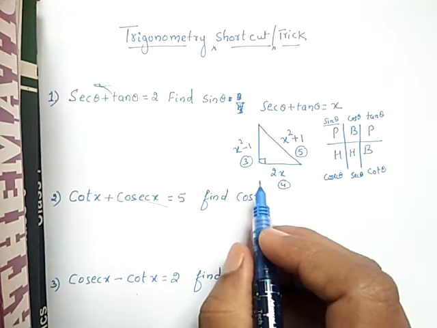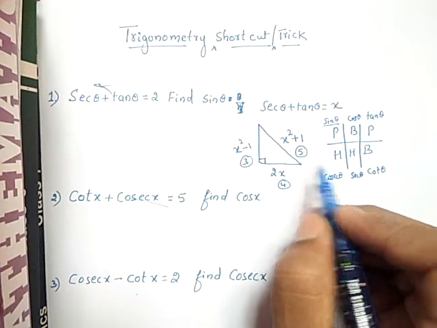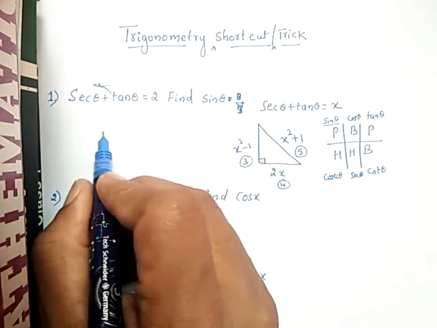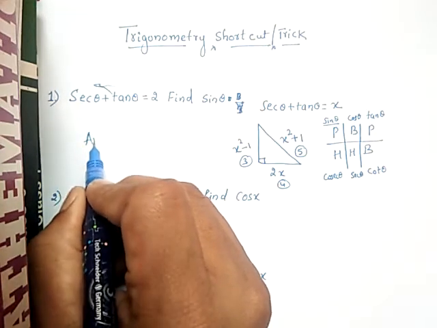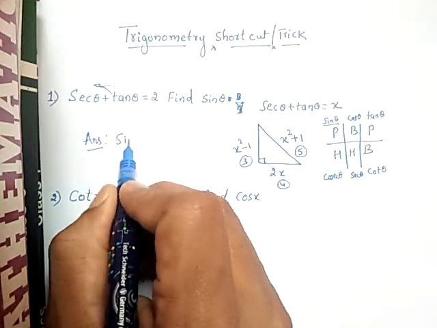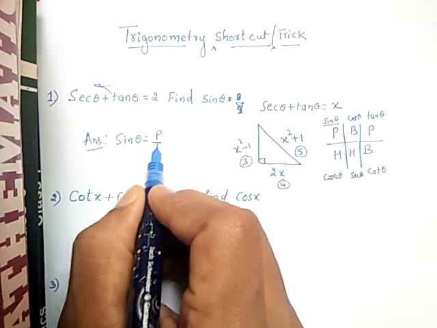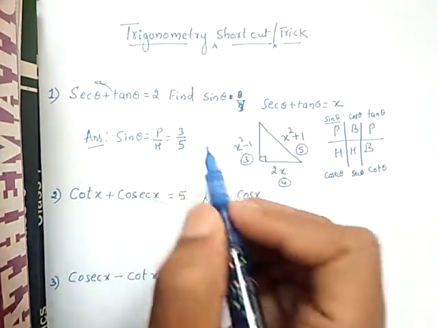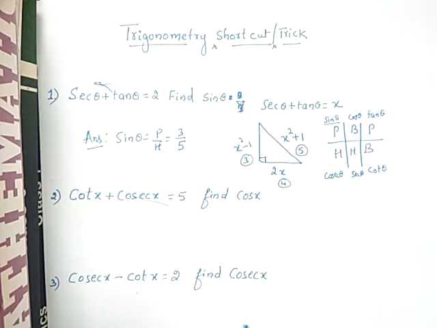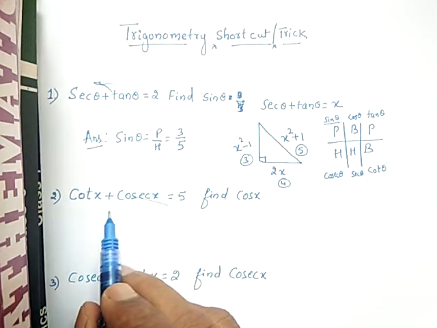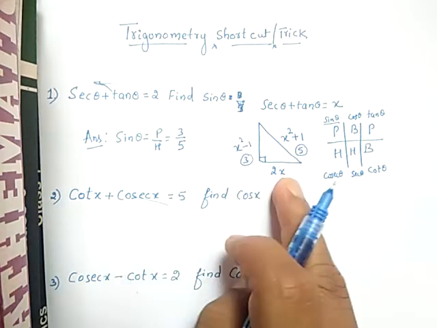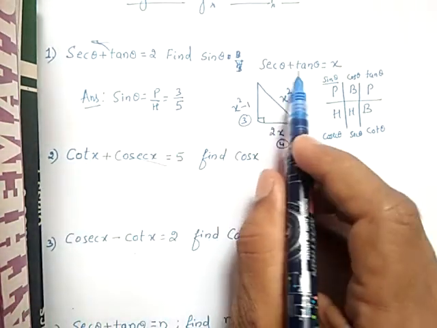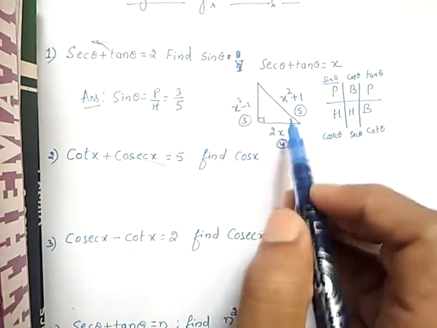Now by this, sin theta is perpendicular by h. This is your perpendicular and this is your h. So you can say the answer directly: sin theta is equal to perpendicular by hypotenuse, which can be written as 3 divided by 5. So 3 divided by 5 is the answer. I hope you understood this. For any question in the form sec theta plus tan theta is equal to x, you can use this method.